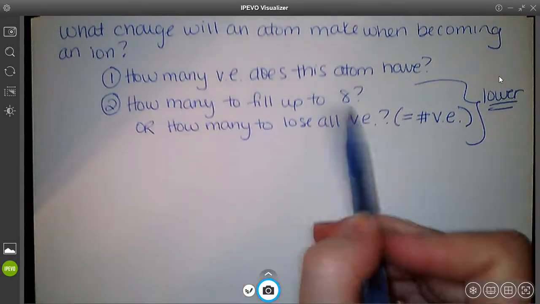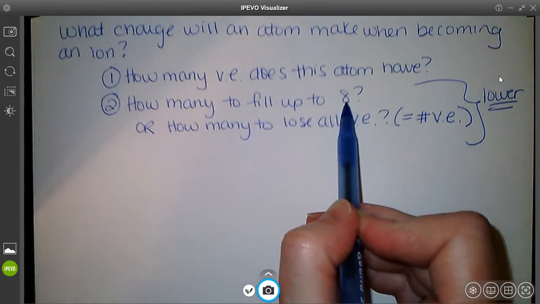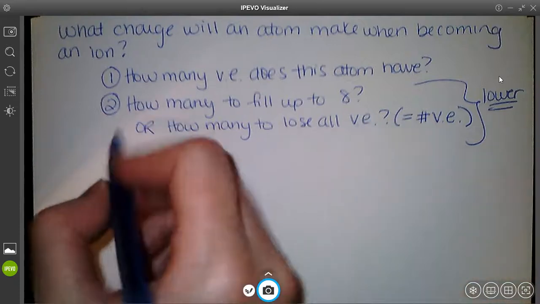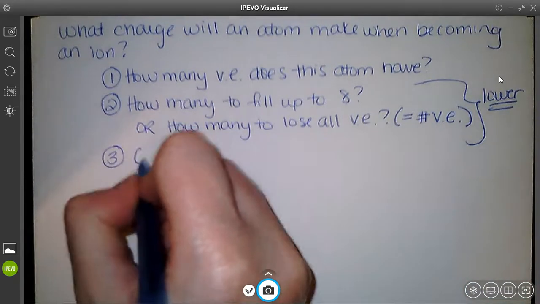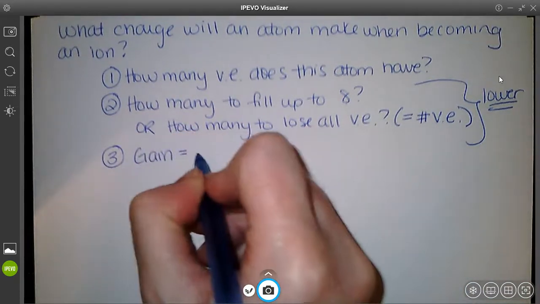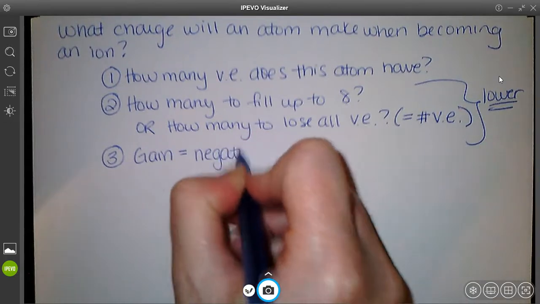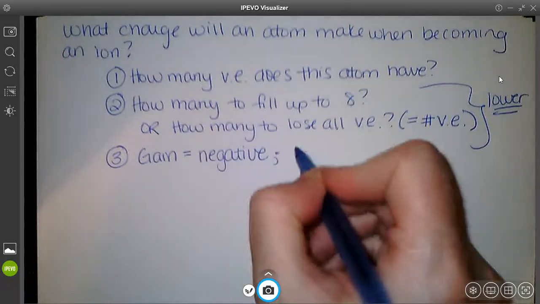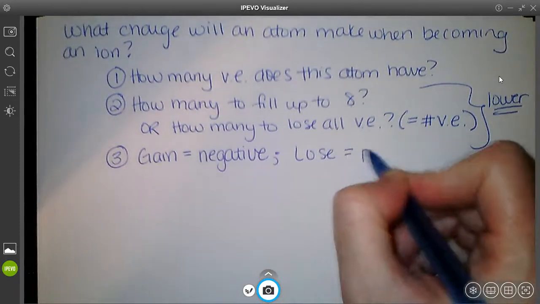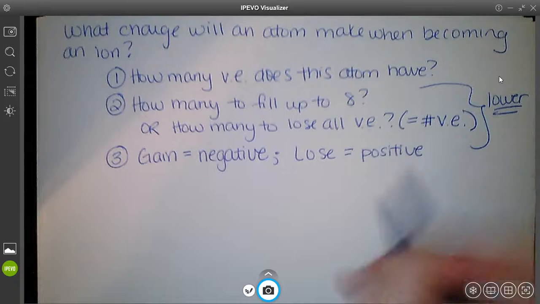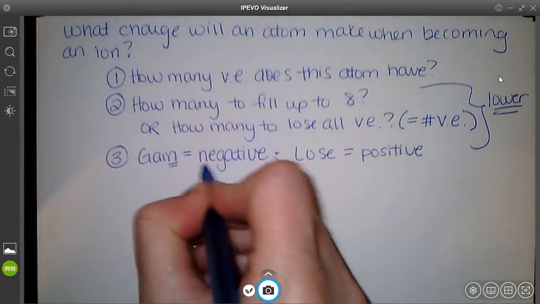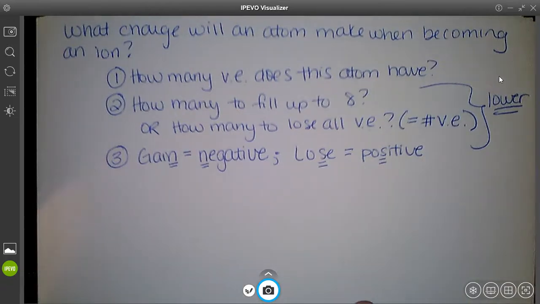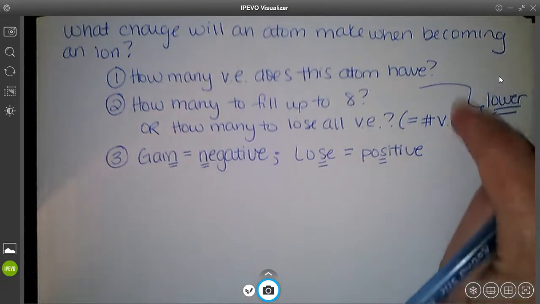So if you only have to gain 1, for example, to get up to 8, you're going to choose that versus getting rid of 7. It's always whatever's easier to do. And then remember, gain makes your ion negative. If you gain electrons, because electrons are negative, and if you lose, then that's positive. Your ion's going to be positive. So gain is negative, lose is positive, and then the number is just however many this number was.